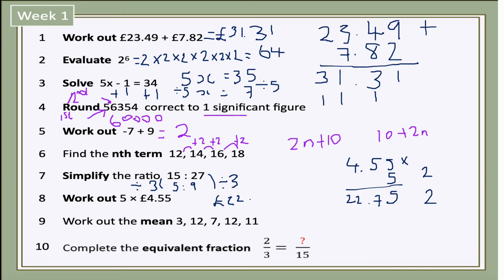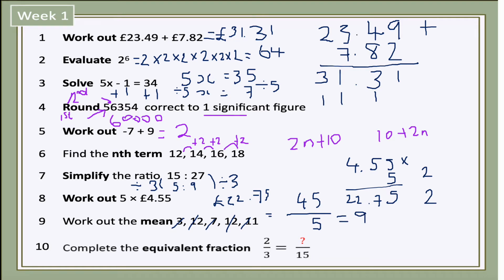Okay, this is question number 9. Work out the mean of these numbers. So the mean is adding them all up and dividing by the total amount, so dividing by the total frequency. So we're going to have 3, add 12, add 7, add 12, add 11, all divided by 5. Well, let's work this out, guys, step by step. 3 add 7 is 10. 10 add 12 is 22. Add 12 again is going to be 34, add 11 is going to be 45. 45 divided by 5 is equal to 9.